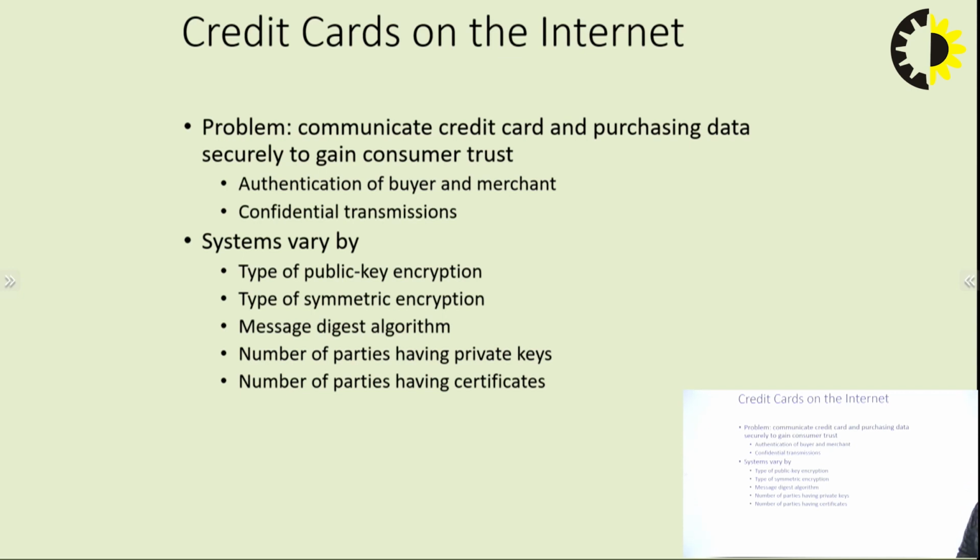First of all is credit cards on the internet. The problem is to communicate credit card and purchasing data securely, to gain the customer's trust, authentication of the buyers and merchant, and confidential transmissions. Systems vary by type of public key encryption, type of symmetric encryption, message digest algorithm, number of parties having private keys, and number of parties having certificates. So these are various systems which vary depending upon which particular features they provide.